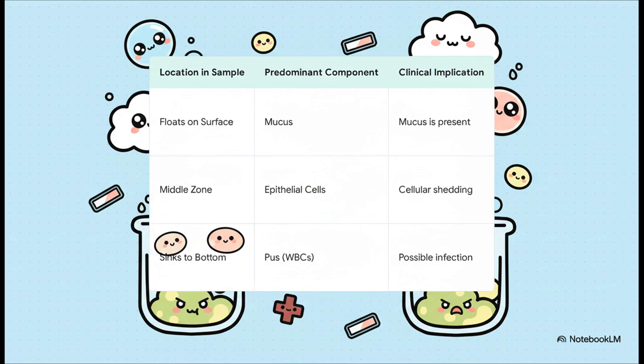It really all comes down to density. So think about it. If you see stuff floating right on the surface, it's probably light, fluffy mucus. If it's kind of suspended there in the middle, we're likely looking at epithelial cells. But, and this is a big one, if it sinks right to the bottom, that's heavy. That suggests pus, which is packed with white blood cells, and that's a huge red flag for a possible infection.